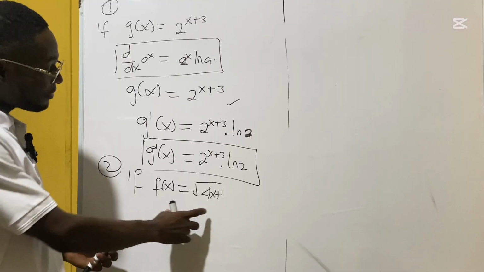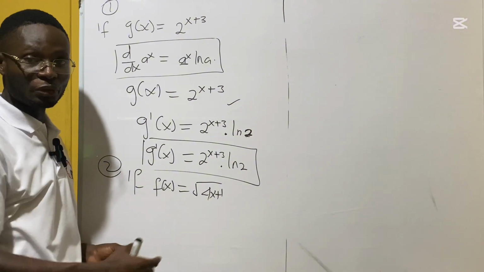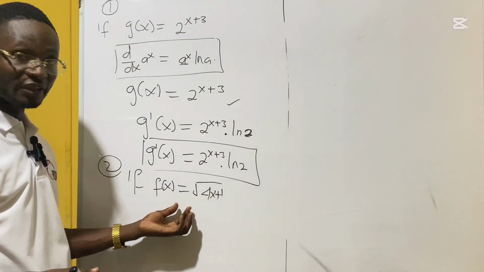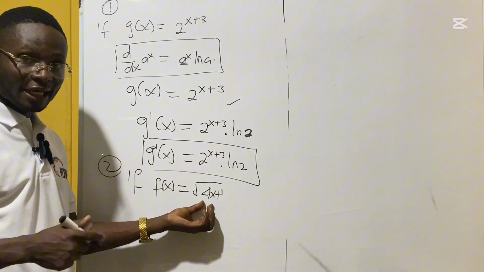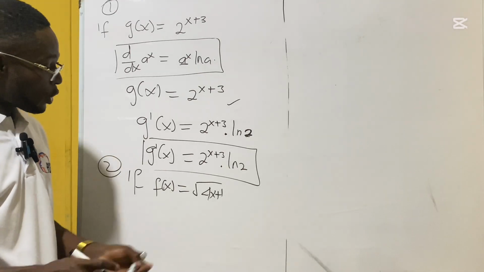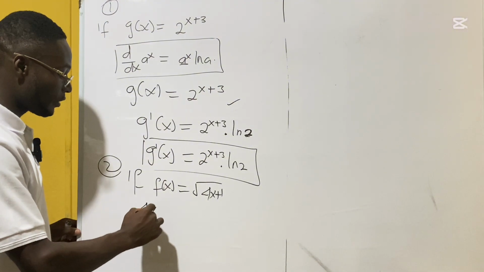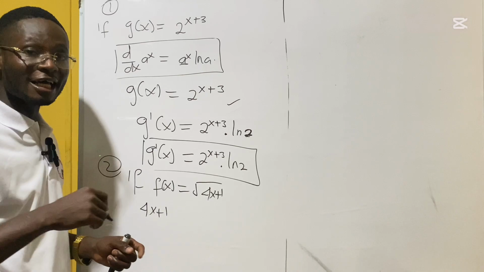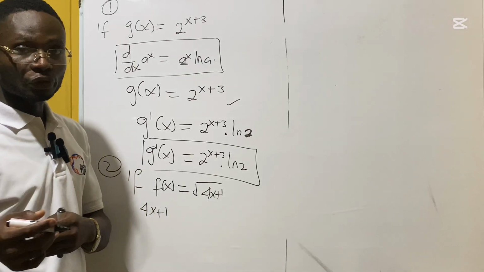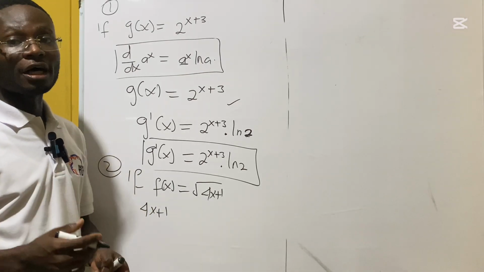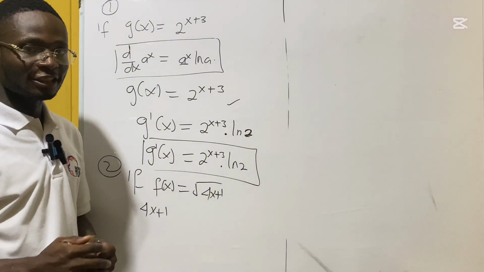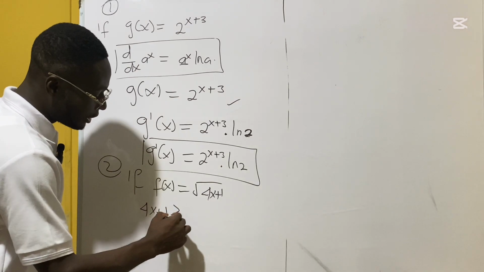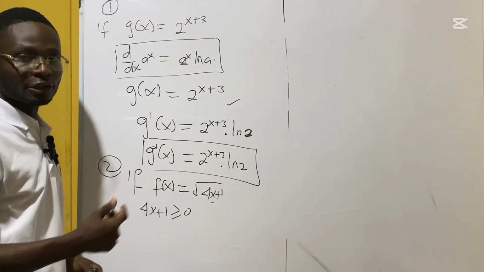Okay, we have a function and we want to find the domain. The first thing we have to do is check if the expression under the root sign is real. So we say that 4x plus 1 should be greater than or equal to 0, because any expression under a square root sign should be greater than or equal to 0. When it is less than 0, you're going to have a complex expression, and you can't deal with that at this point.